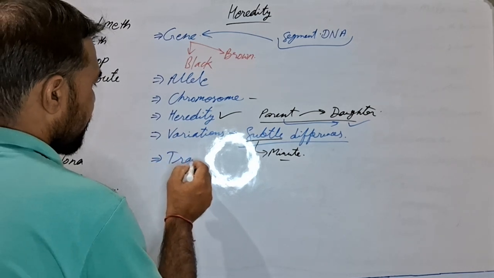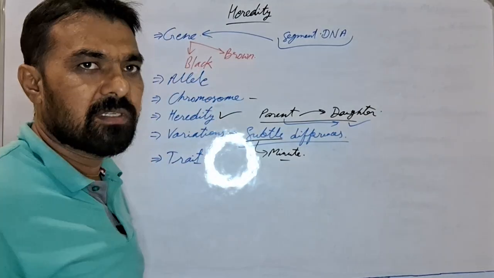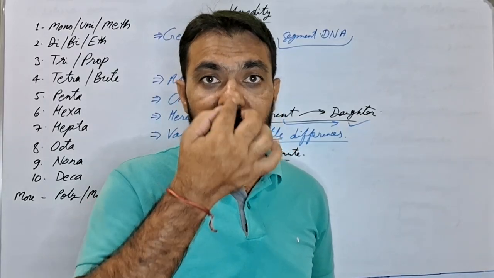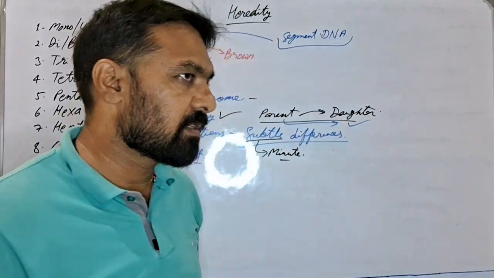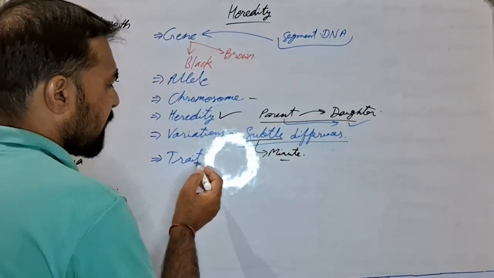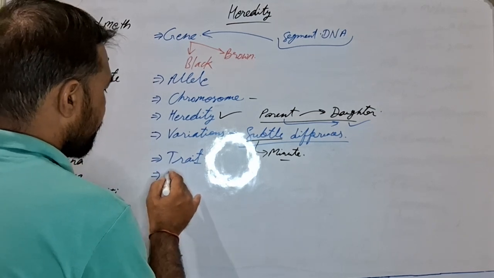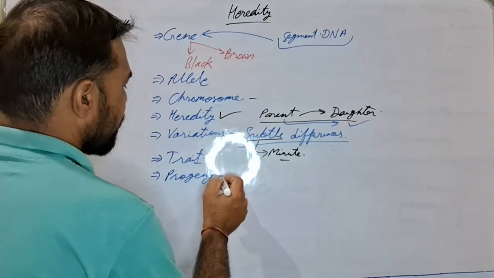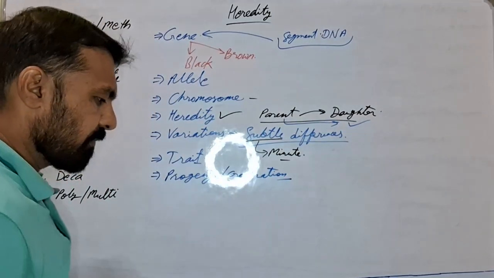Next is trait. What is trait? Trait is basically the character which is controlled by one gene, such as the nose will be there, that is one trait. Which kind of shape the nose will be, that is another trait. Color of eyes, that is a trait. So, trait is basically the character which is present in an organism. Next term is progeny. What is progeny? Progeny is basically any generation. Generation is also known as progeny.